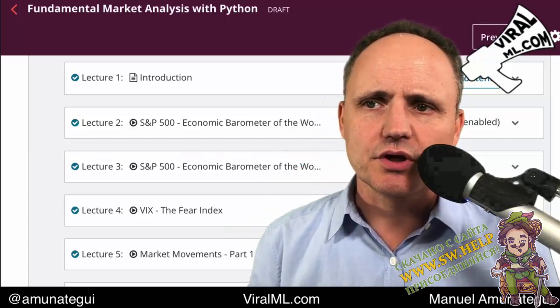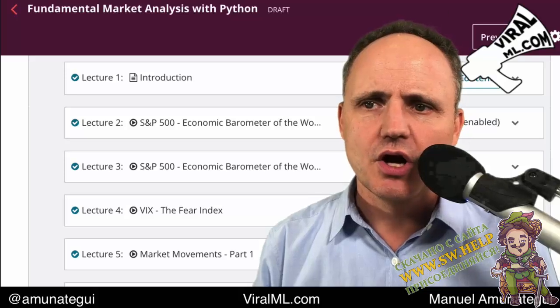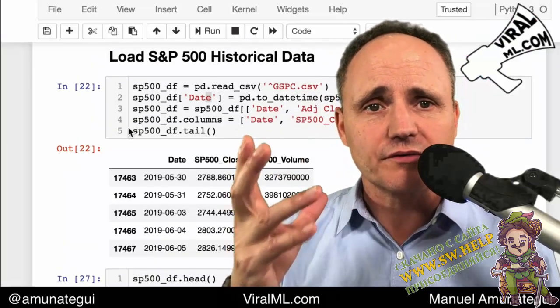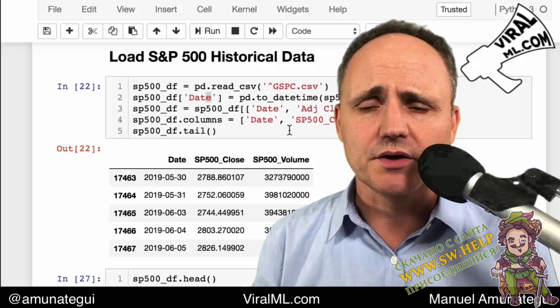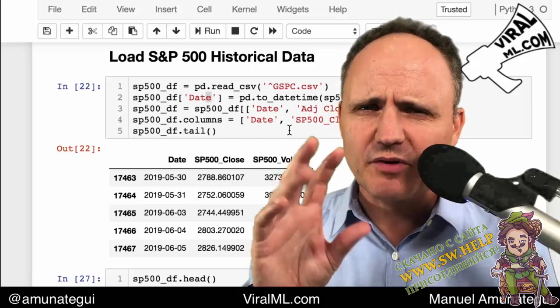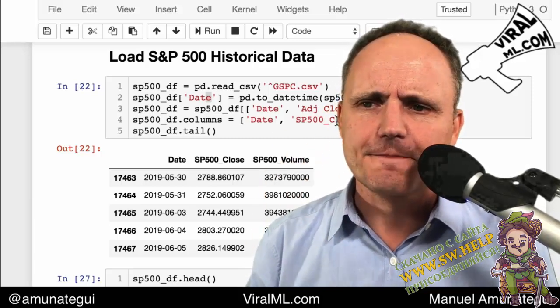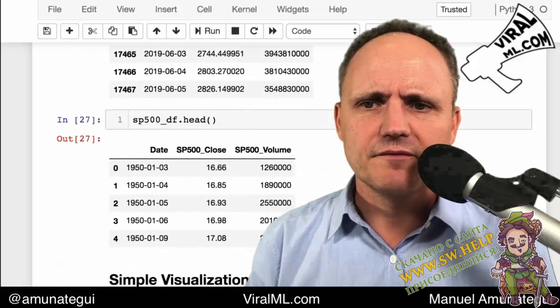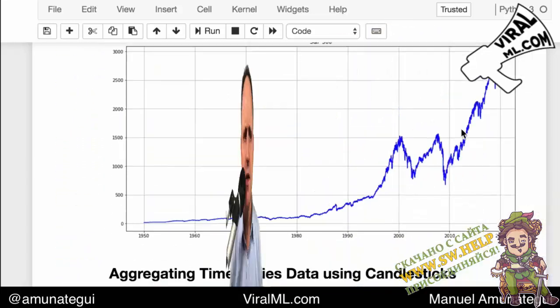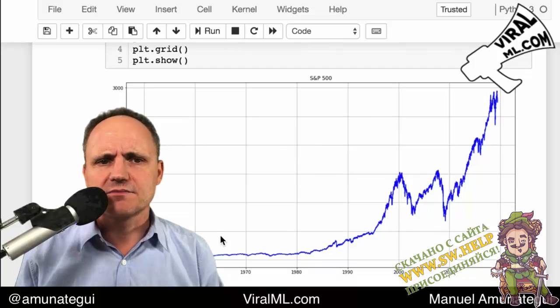Here, let me show you the Jupyter Notebook, for example. This is after we've already gotten the data. I'll show you where to download it. Then we're going to clean it up. We have to clean it up. We have to prepare it a bit before we can plot it and work with it. And then we'll do some simple visualization, right? This is basically many years of the S&P 500. Look at that run. Phenomenal.